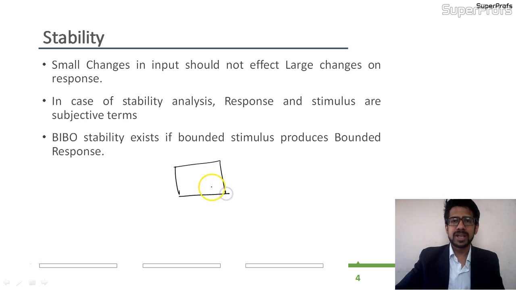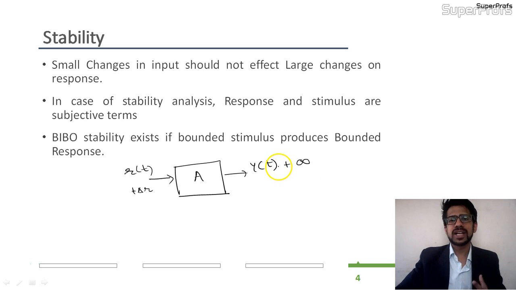If we are talking about stability, for a small change in any input R of t, and if I have output y of t for system A, if I change R of t to R of t plus delta R, my y of t should not increase to infinity or a very large value. So this is one of the notions of stability. Small changes in input should not cause large changes in the response. That is one perspective of stability.